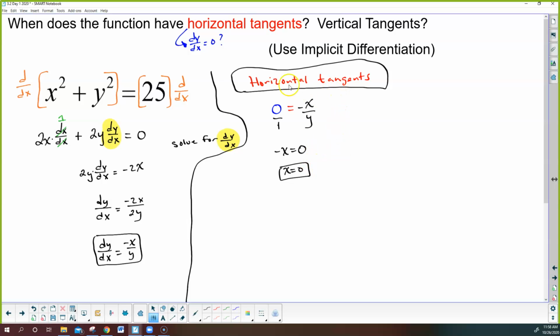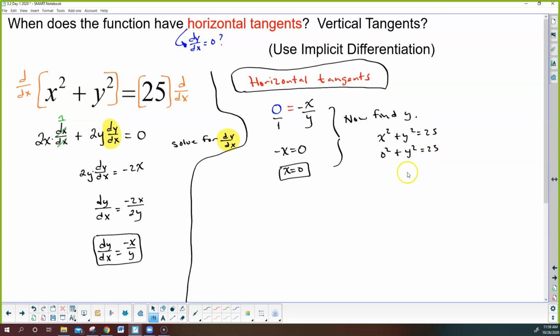But this isn't the location, right? It says when, this is just the x value. So once I do that, we've got to find the y value that corresponds with when x is 0, and that's where the original problem comes in. Once I figure out what my x's are, I'm going to plug into the original problem. I'm going to plug 0 in for x. And then it's just algebra.